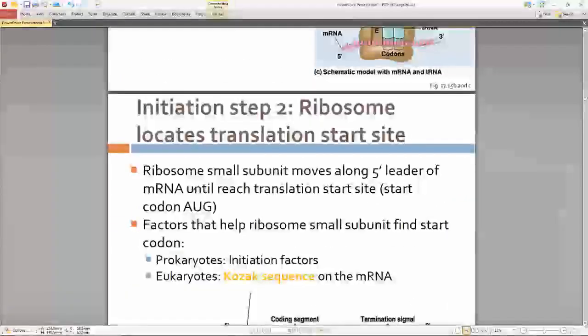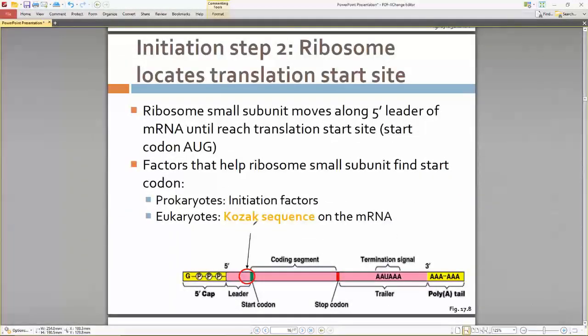Okay, so step 2. What happens after the small subunit binds? The ribosome then locates the translation start site. The ribosome's small subunit moves along the 5' leader of the mRNA until it reaches what we call the translation start site, or the start codon, AUG. There are certain factors that will help the ribosome's small subunit find the start codon.